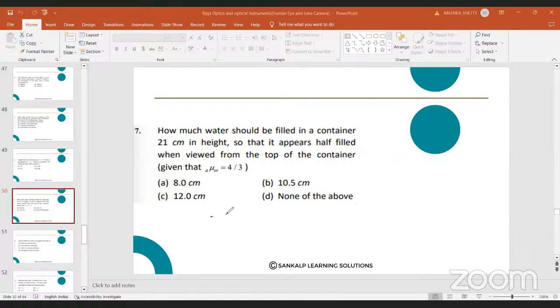So we will solve this. The height is taken as the total height, if it is h. So total height, I'll consider it as h. Therefore, the remaining height will be h minus 21. It will be h minus 21. Okay.